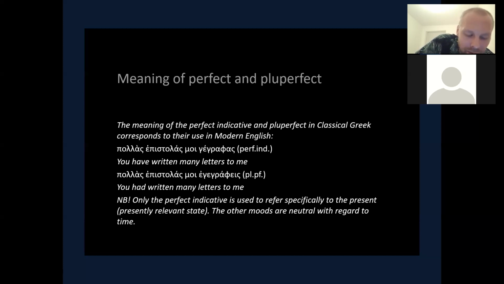Thus, the Greek pluperfect, mostly at least, can also be quite adequately rendered with a past perfect in English. For instance, the sentence pollas epistolas moi geographas, containing the second person singular pluperfect active form geographas, can be translated as you had written many letters to me.